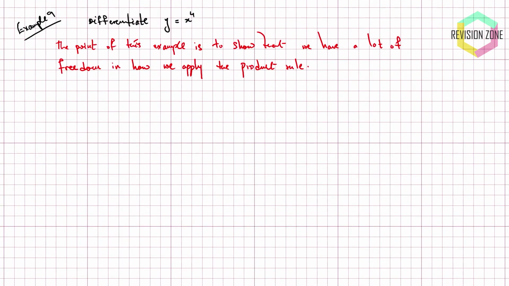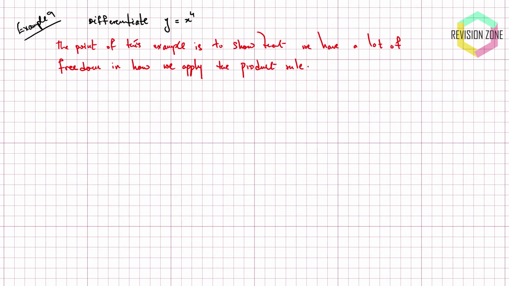So let's take a look at example 9. We've seen lots of examples now, some of which are quite complicated, so I thought it'd be useful to see something which is quite simple, but to try and understand some deeper aspects of what's happening with the product rule. So the statement in red says, the point of this example is to show that we have a lot of freedom in how we apply the product rule, right?